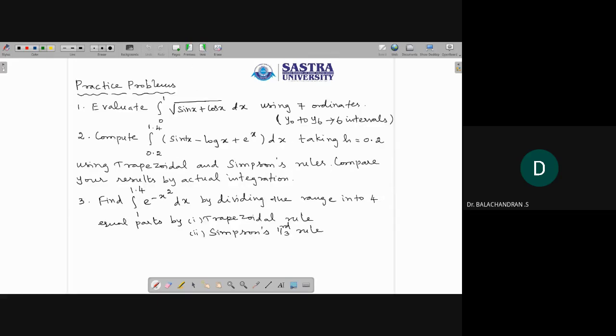So these are some of the problems. I think you can try them, and if you have any doubts, you can ask about these 3 problems.